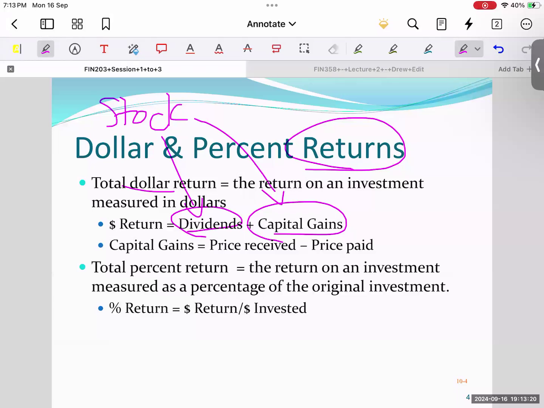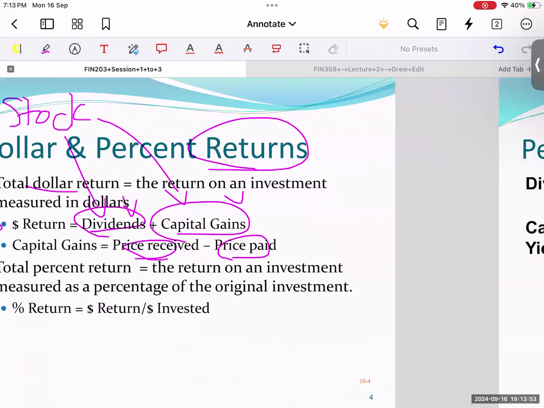Okay, so we were talking earlier about returns, right? In a simple stock case, we have two returns. First, the dividends, and then the capital gains. These two give you the total returns. In terms of capital gain, it is the difference between what you initially paid and what you receive.